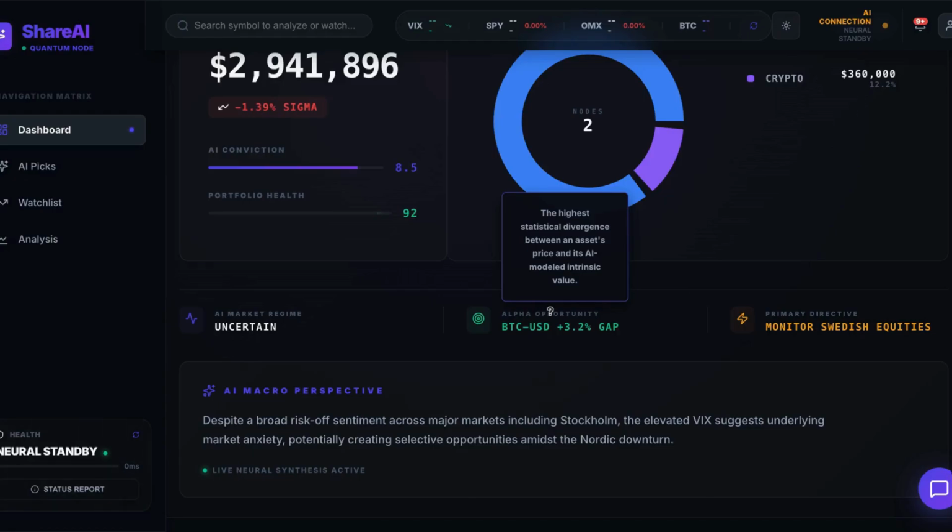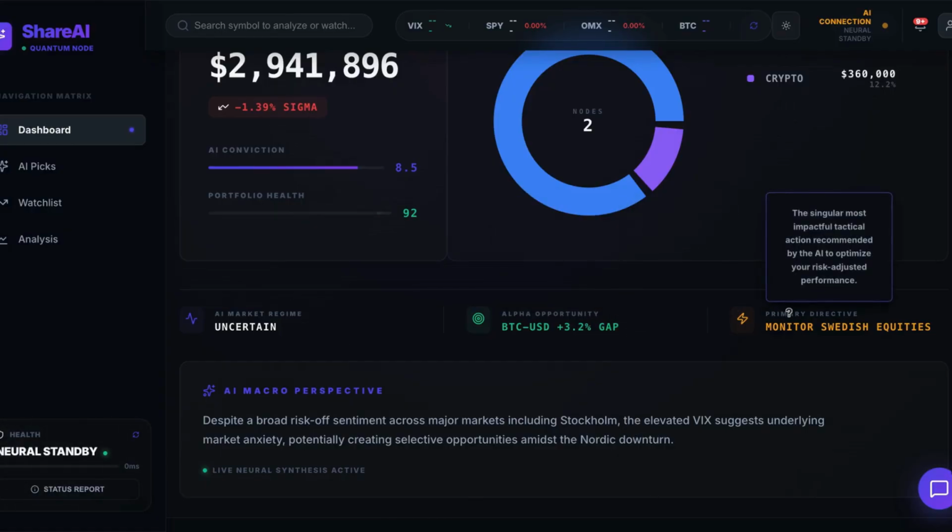This highlights potential opportunities where there is a statistical difference between an asset's current market price and the AI model's estimated intrinsic value. You'll also see the primary action indicator. This is the single most impactful tactical action recommended by the AI to help optimize the portfolio's risk and performance. Finally, the AI macro perspective provides a real-time summary of what is currently happening in the broader market.